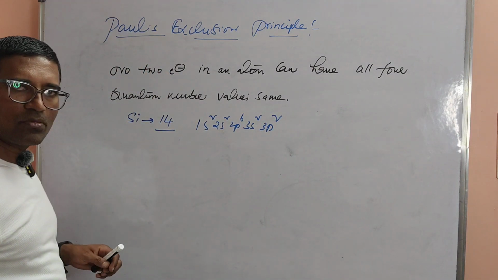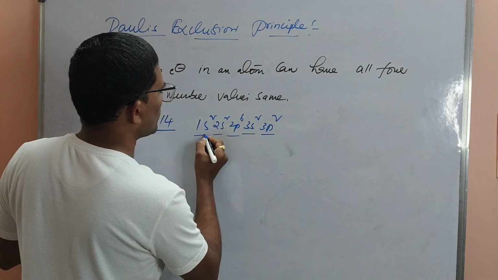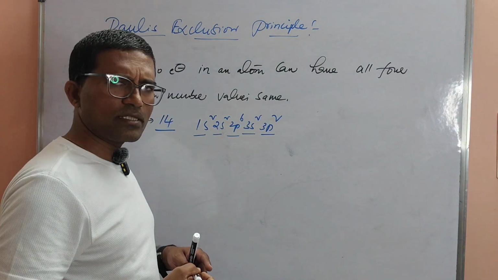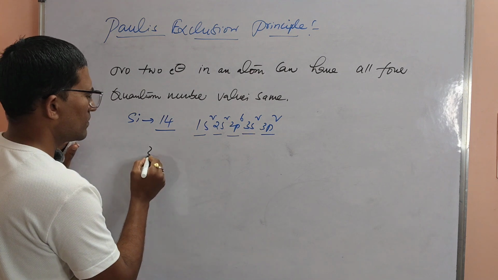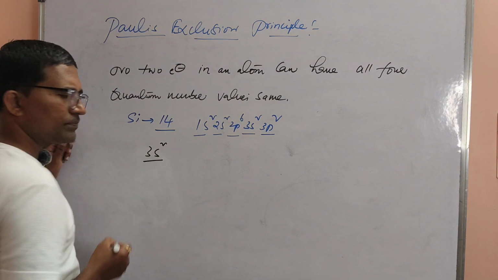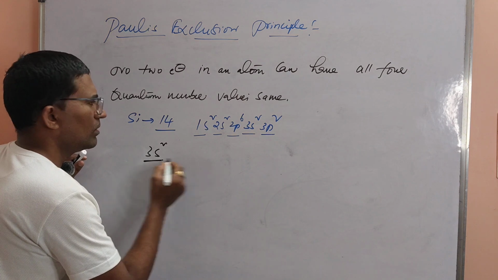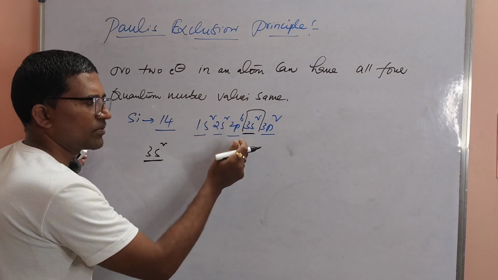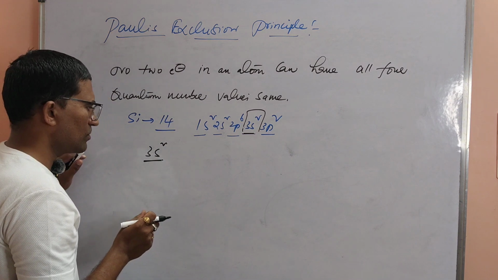So if you want, you can write for this one or this one or this one or this one, anything you can write more easily. Okay, I will write for 3s2. Now this 3s2 configuration, I am going to write here.